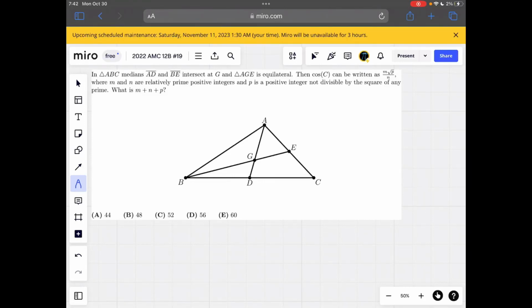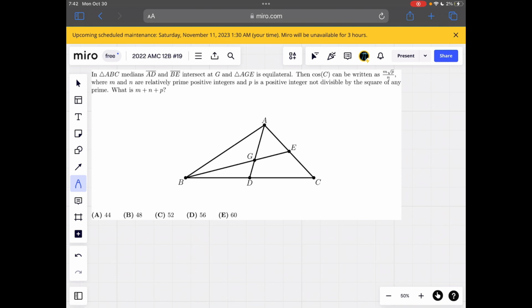In triangle ABC, medians AD and BE intersect at G, and triangle AGE is equilateral. Then cosine C can be written as m root p over n, where m and n are relatively prime positive integers, and p is a positive integer that's not divisible by the square of any prime. What is m plus n plus p?